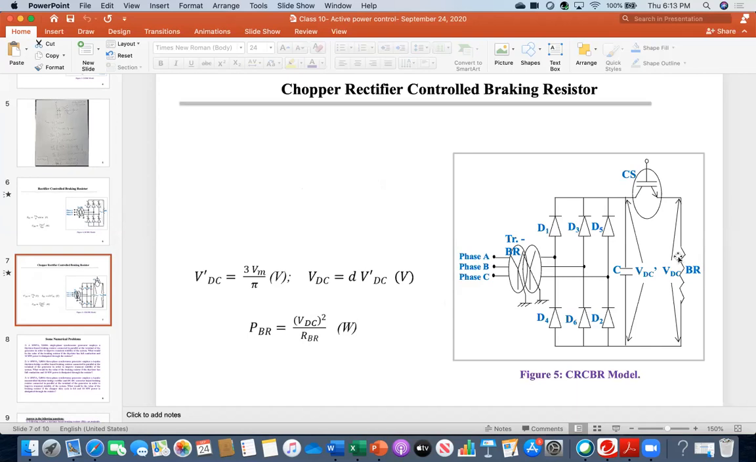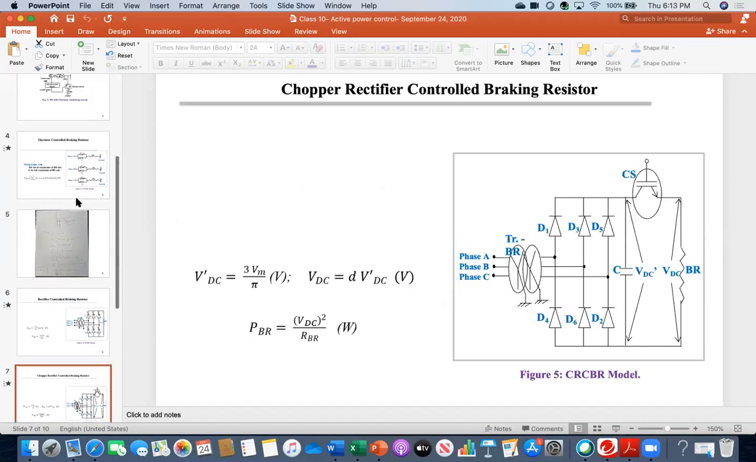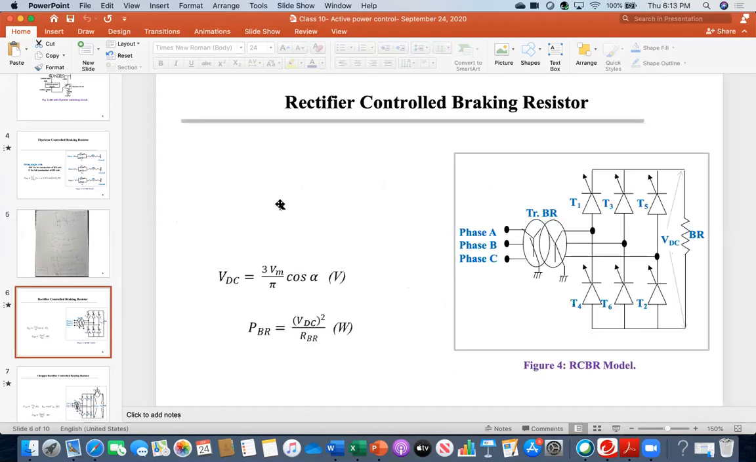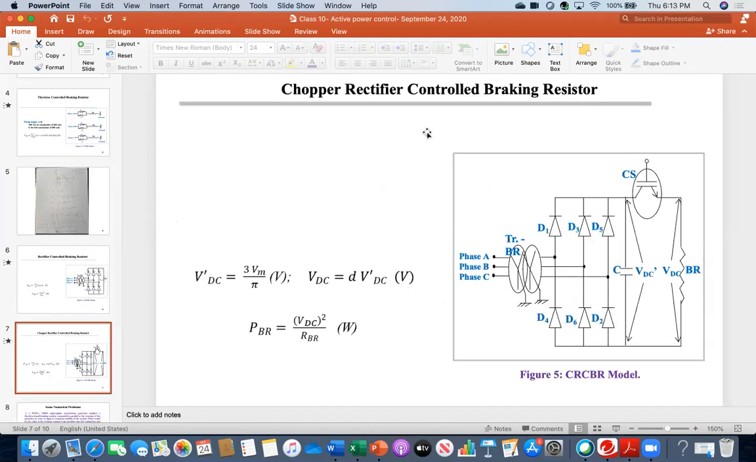And then what is the benefit? The benefit is that instead of 3 braking resistors, you are able to use only 1 braking resistor. So these 3 devices are popular. This thyristor control braking resistor, then this one called the rectifier control braking resistor, and this topology is like chopper controlled braking resistor, chopper rectifier control, because there is both rectifier and then chopper circuit.